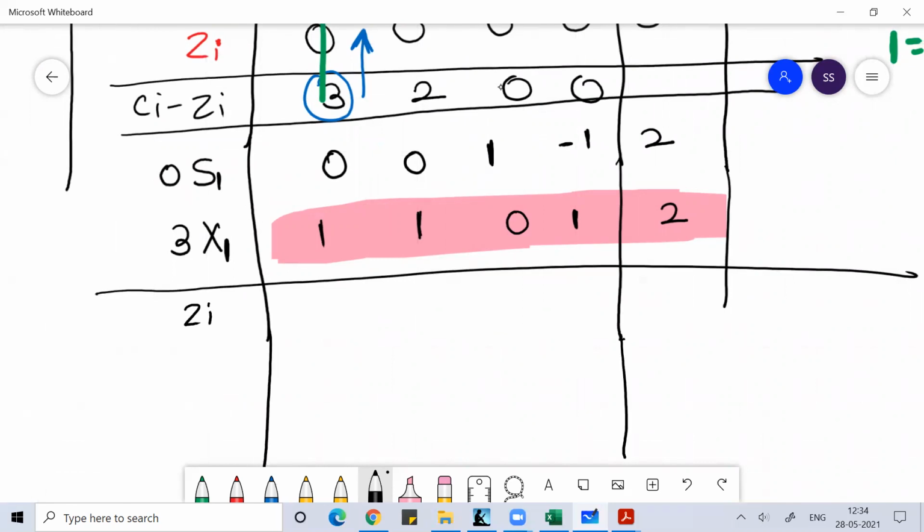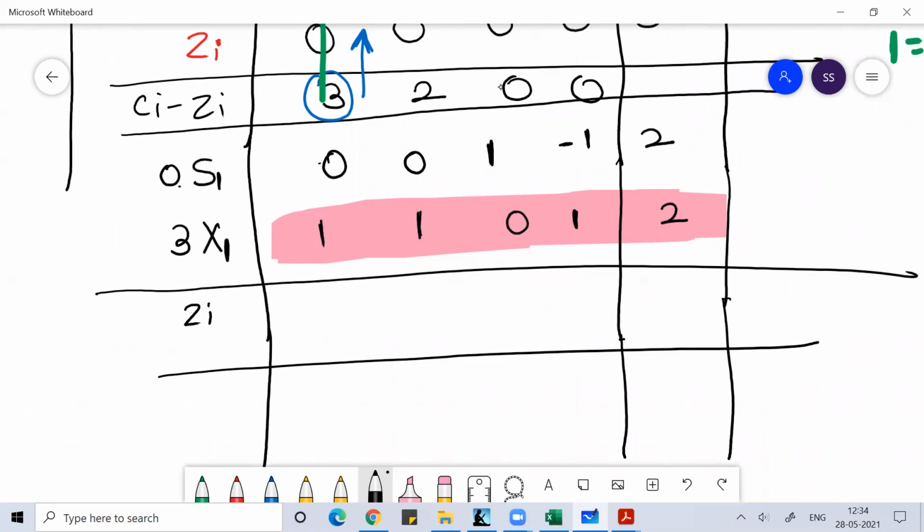Once you get this, again you'll find the value of Zi. Zi would be 0 into 0 plus 3 into 1, that would be 3. 0 into 1 plus 3 into 0, this would be 0. 0 into minus 1, 0. 3 into 1, 3. 0 into 2, 0. 3 into 2, 6. Now find Ci minus Zi.